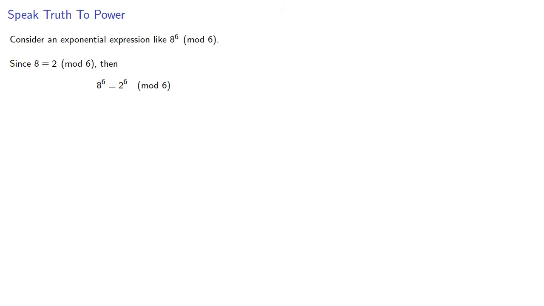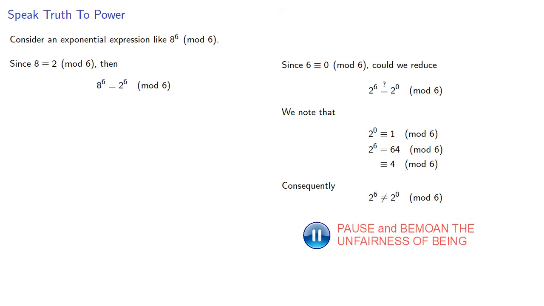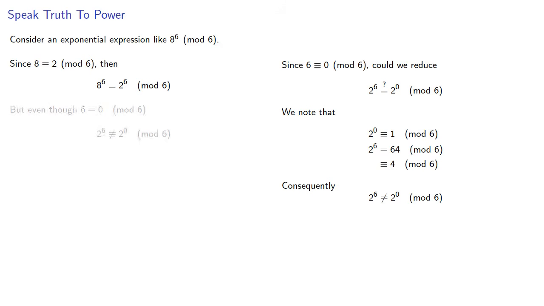Now we might think further and say, well, since 6 is congruent to 0 mod 6, could we reduce 2 to the 6th as 2 to the 0? Well, we note that 2 to the 0 is 1, but 2 to the 6 is 64, which reduces to 4, and they're different. Consequently, 2 to the 6 is not 2 to the 0, and so even though 6 is congruent to 0 mod 6, 2 to the 6 is not congruent to 2 to the 0.